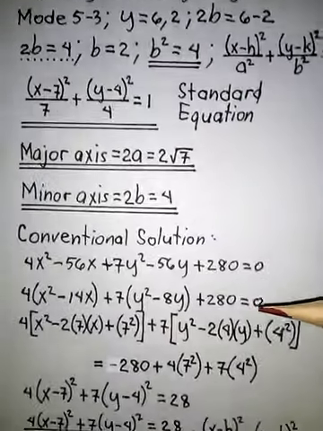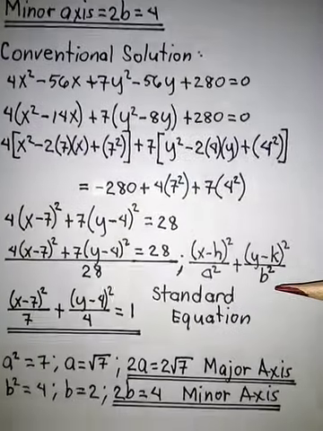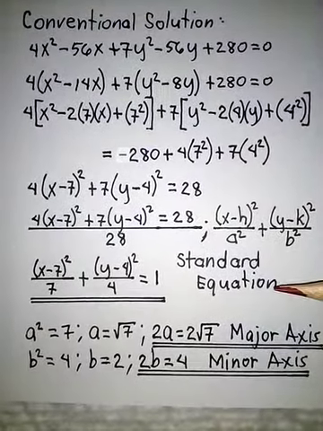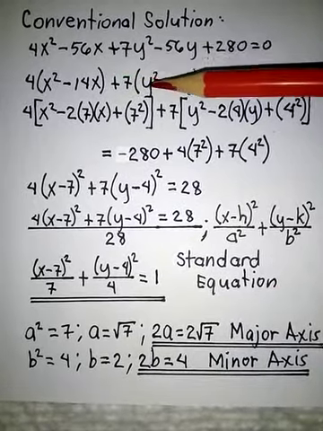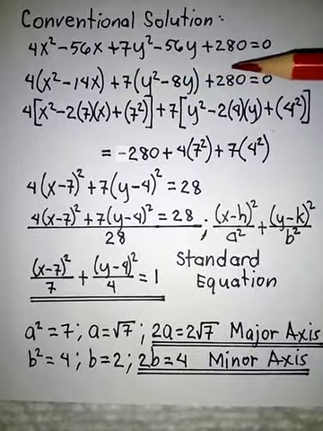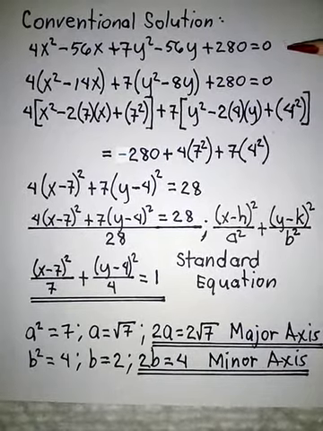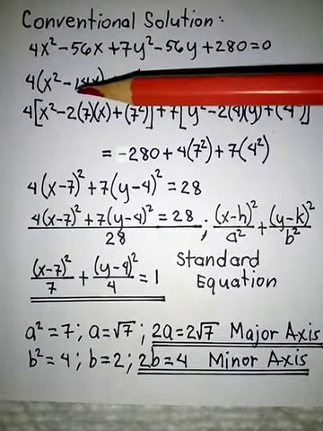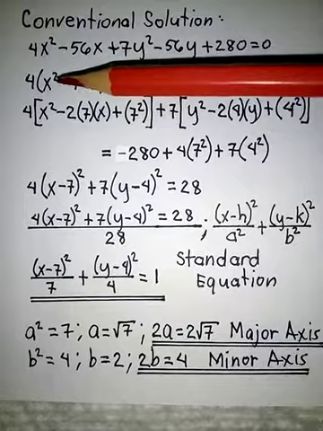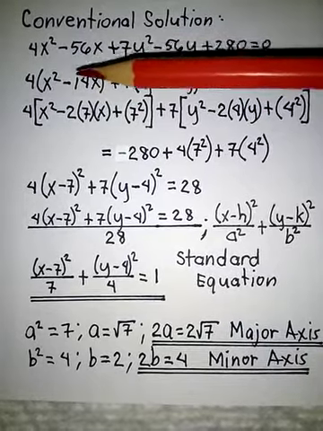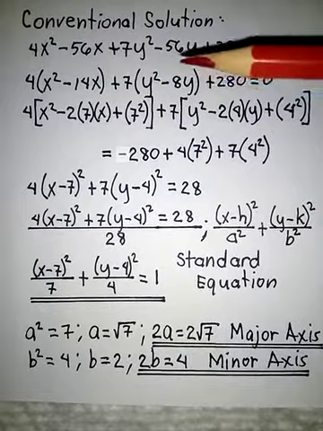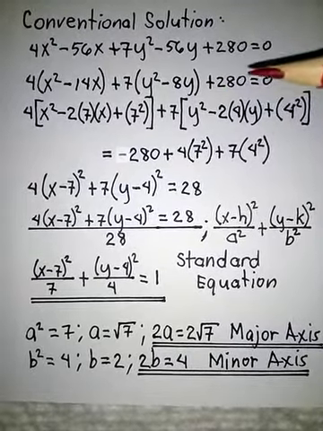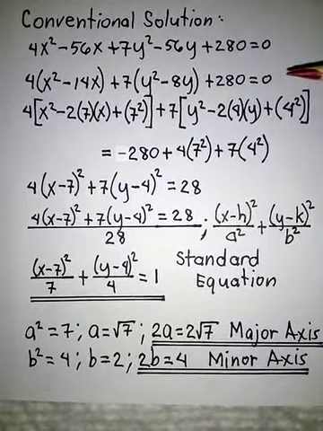Now, using the conventional solution, we have 4x squared minus 56x plus 7y squared minus 56y plus 280 is equal to 0. This is the given equation. And here, factoring out 4, we will have 4 multiplied by x squared minus 14x plus, here factoring out 7, we have y squared minus 8y, and then plus the constant 280 is equal to 0.